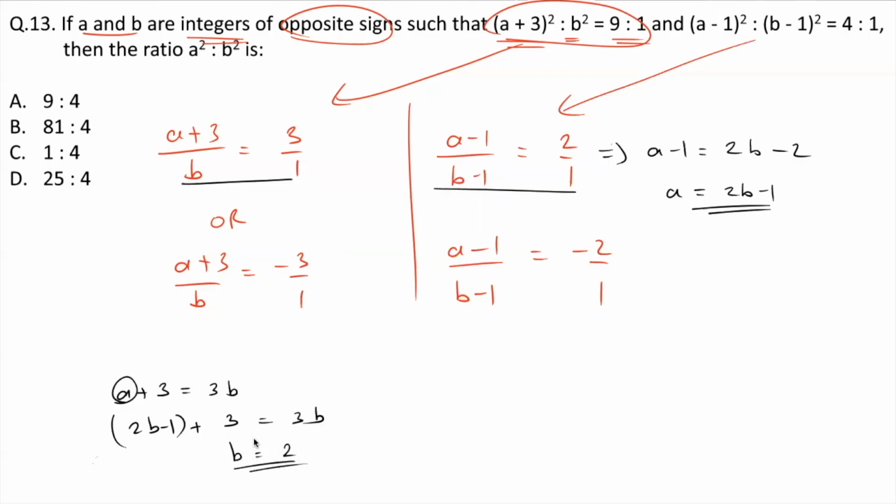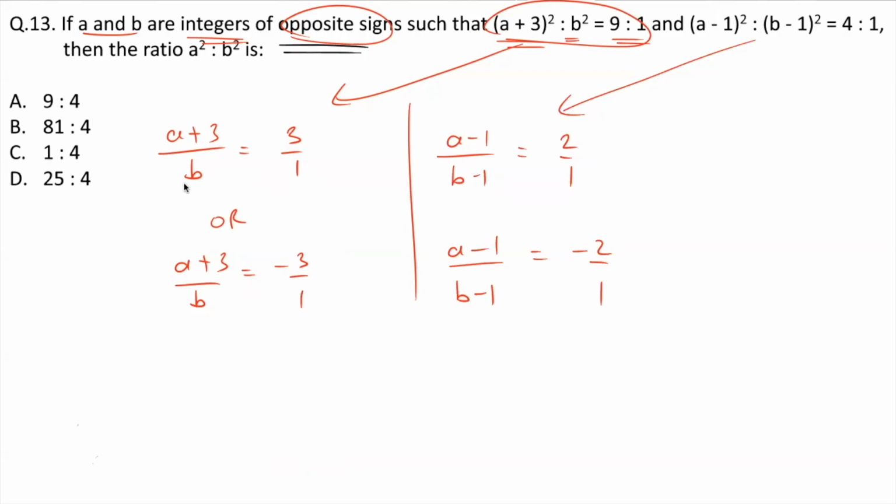Okay, now if I put b = 2 in any of these two equations, either this or this, I will get the value of a. a + 3 is 3 into b, 3 into 2 is 6, minus 3 is 3. But here we get both a and b as positive, whereas the question says they are of opposite signs. So this solution is not true. That means we'll have to check for the other combinations.